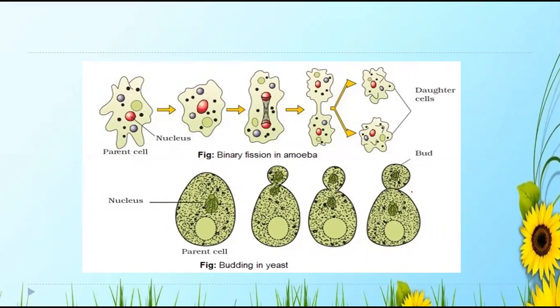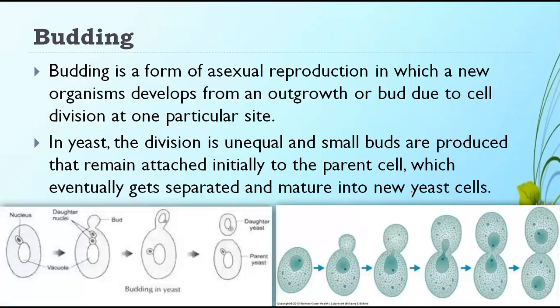Okay. So this is about the different types of asexual reproduction. Coming on to the next one, the first one is budding. Now what happens in budding? Just now we have discussed budding in the yeast. So remember the definition: budding is a form of asexual reproduction in which a new organism develops from an outgrowth or a bud due to cell division at a particular site.